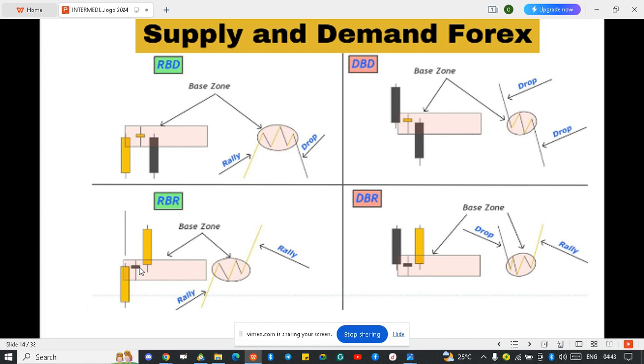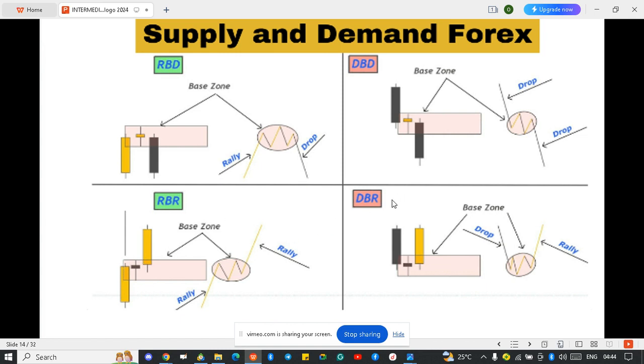a small candle, which could be a buy or a sell candle, or sometimes even a doji, then followed by another buy candle. So that means we have a push, a momentum buy, then a small base, then another one. This is an example of your continuation demand.